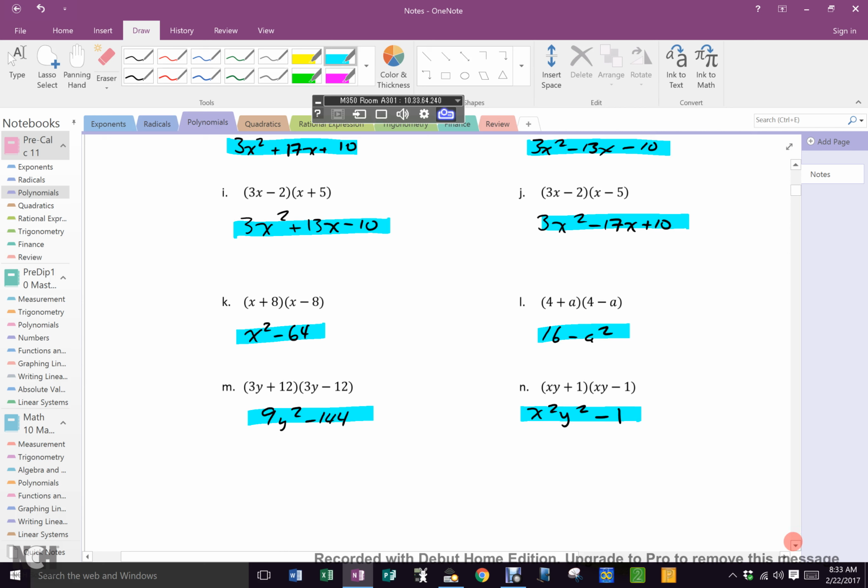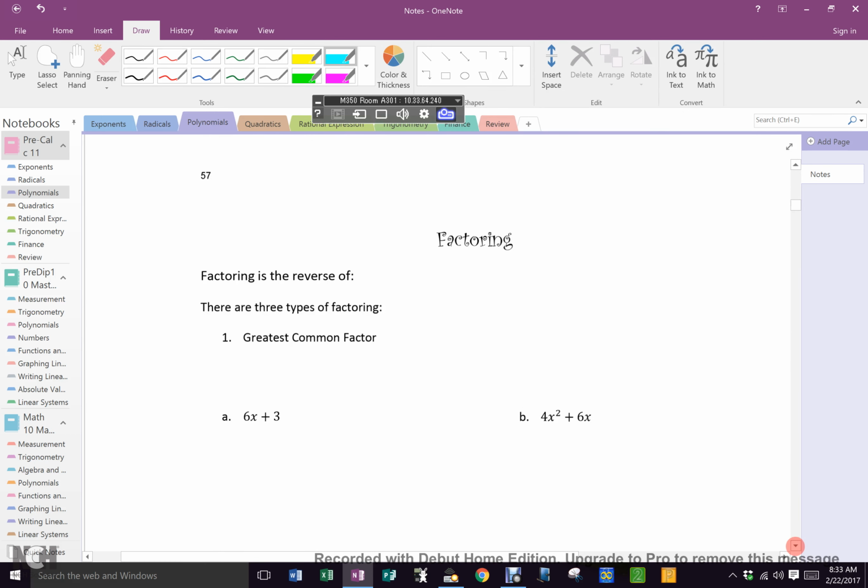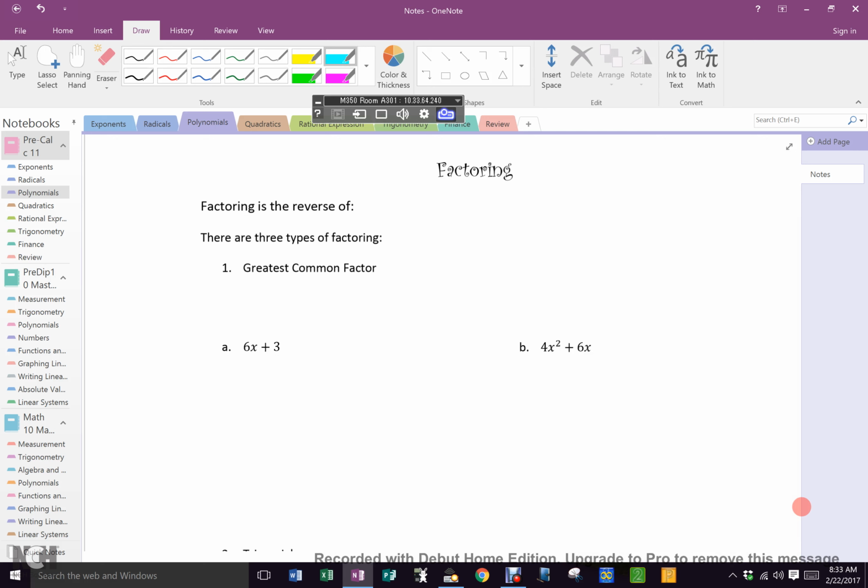Everyone's okay? Everyone can expand? Yes? All right. So let's turn the page over and let's review actual factoring. Remember, factoring is simply the reverse of distribution, or expansion. There's 3 types.